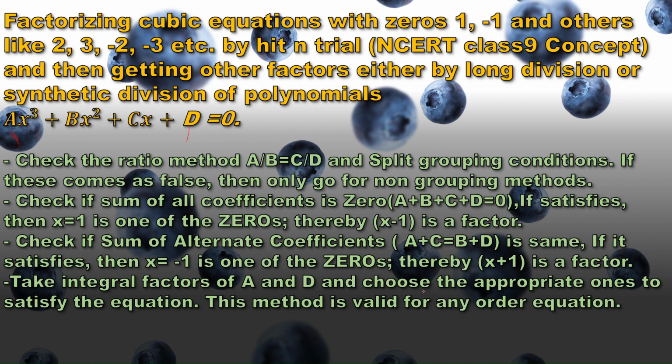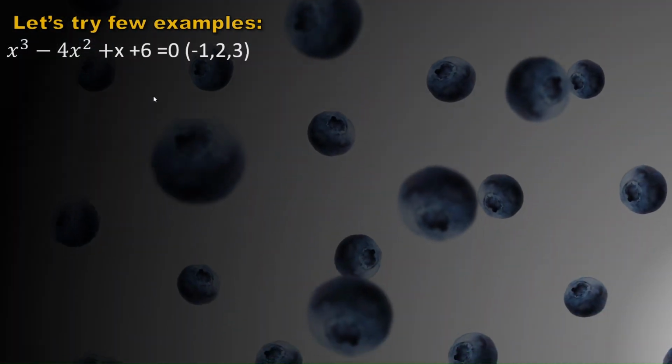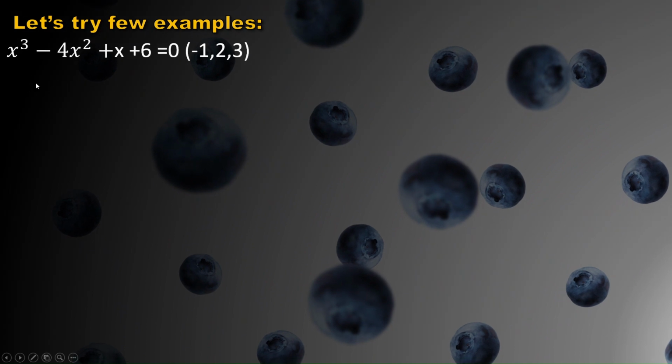So let's take another example to solve this. The first objective is to get one root, either through this method or by hit and trial, and then in order to get the other roots we will do long division or synthetic division. So let's move. I'm taking one example.